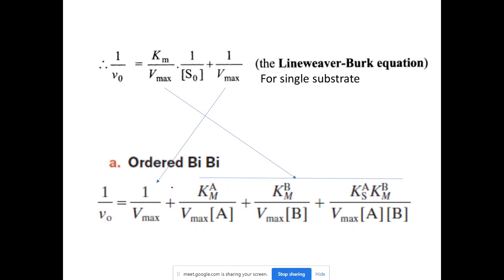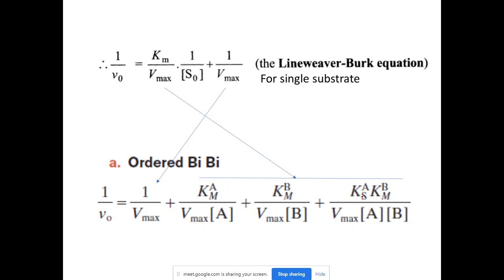Now once again, if you remember, there is an ordered and there is a random mechanism. For both we are talking here about the sequential reaction. In the sequential reaction, how do you find the rate equation? When we talk about the ordered one, here is the rate equation: 1 by V0 is equal to 1 by Vmax plus the kinetic constant Km for the substrate A divided by Vmax A plus Km for the substrate B divided by Vmax B plus KSA and KMB.